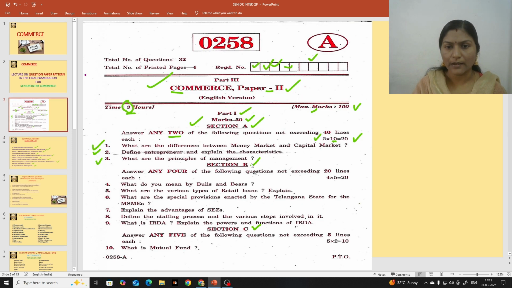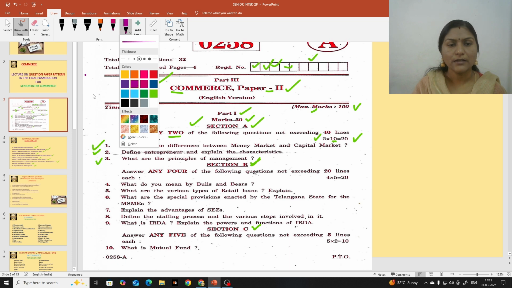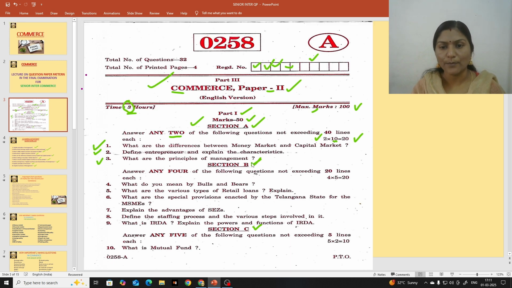So section B, let us move to section B, students. Section B is related to 5 marks questions. If you write these answers, you will get 5 marks for each question. But how many are you going to get? How many do you have to attempt? Is there any choice or not? You have choice. And here they are going to give questions from 4th to 9th.